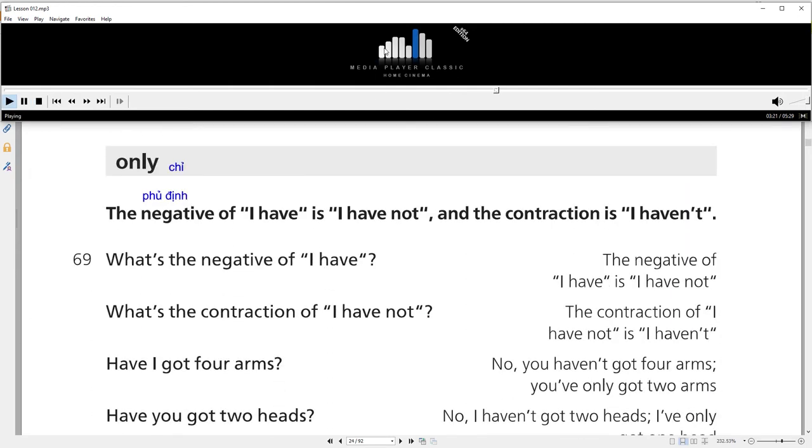The negative of I have is I have not, and the contraction is I haven't. What's the negative of I have? The negative of I have is I have not.